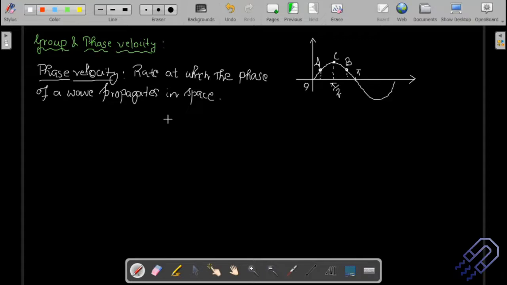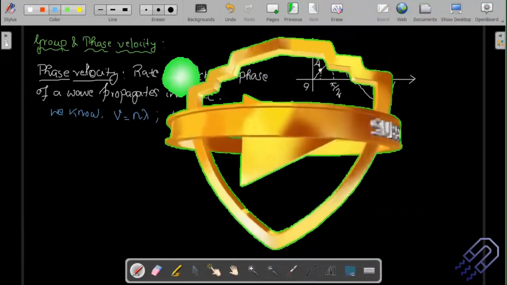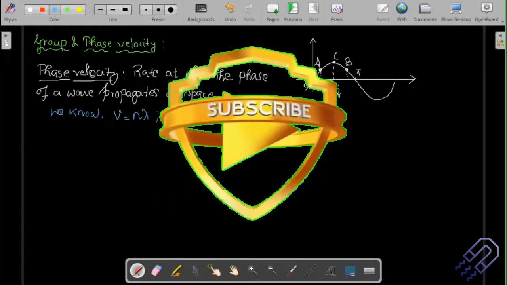So we can have an expression for this, we can do the numerical calculations, and let's do it. We know velocity is equal to frequency into wavelength. We have already derived this in the last class, and we have seen how we took the basic relation of velocity is equal to distance by time.